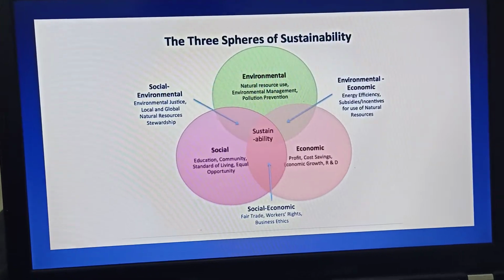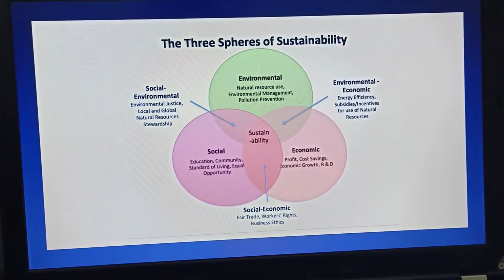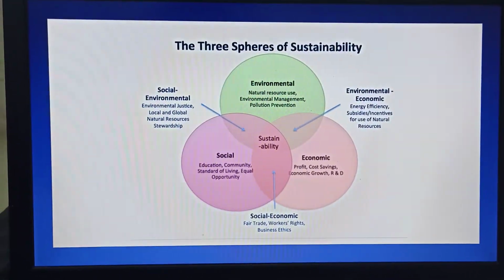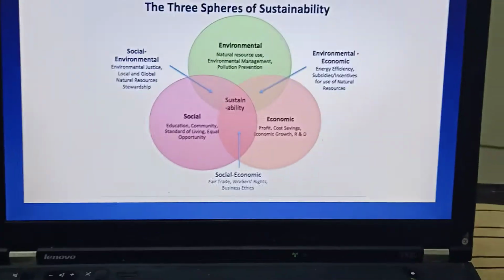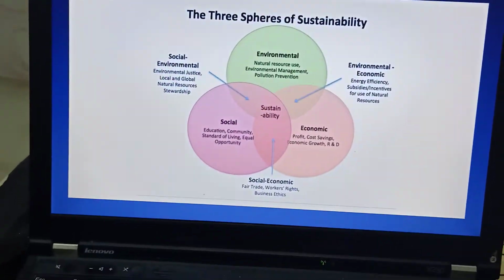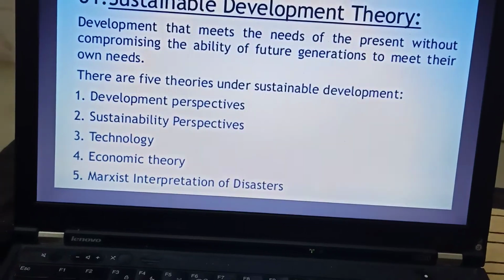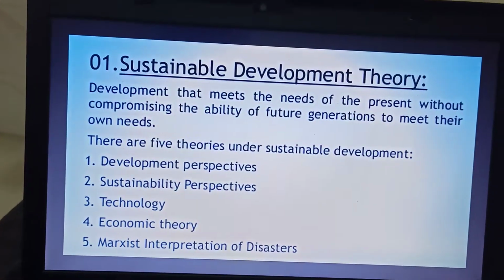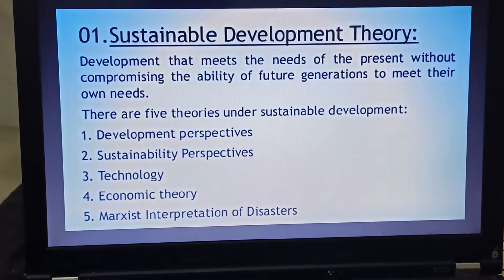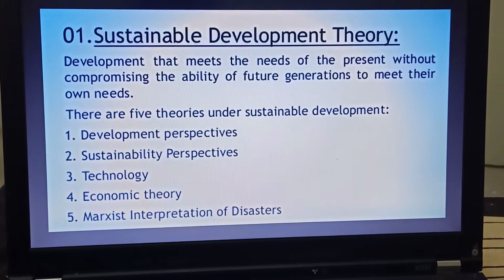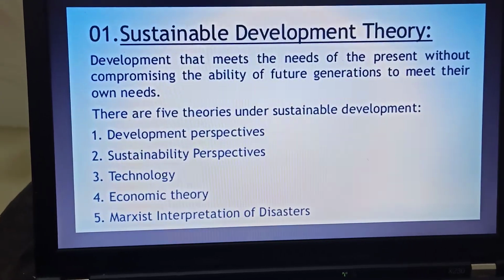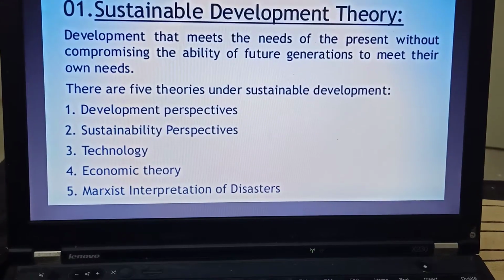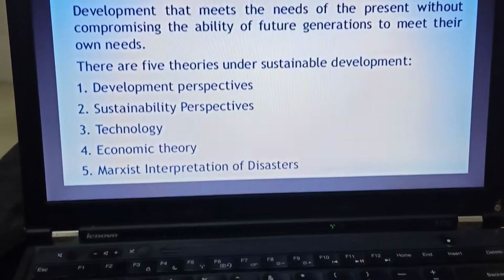Now let us move on to our next topic, sustainable development theory. I really hope you understood the three spheres of sustainability. So now we move on to the next topic, that is sustainable development theory. We have selected five basic theories of sustainable development. We are going to be looking into each and every theory one by one. The first point here is the development perspective of sustainable development theory.